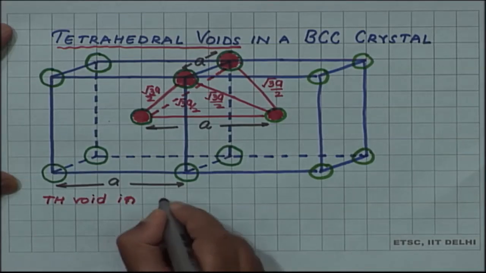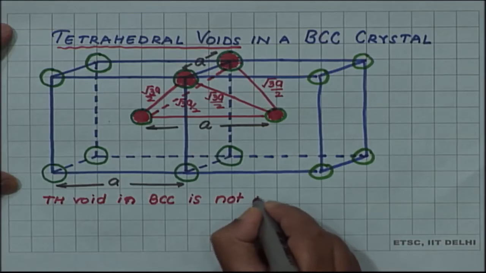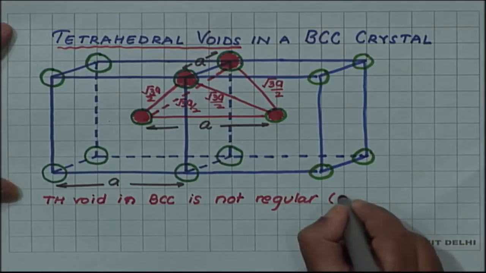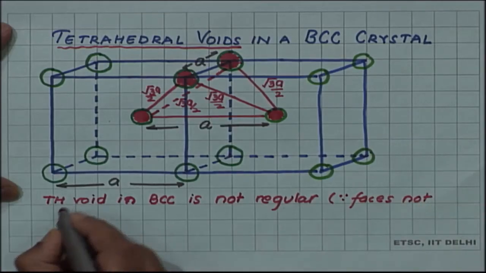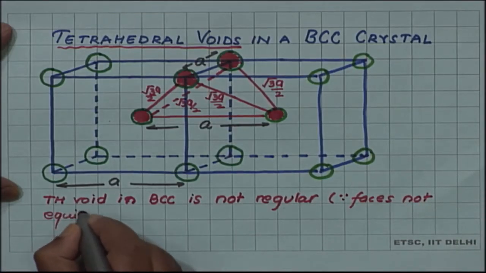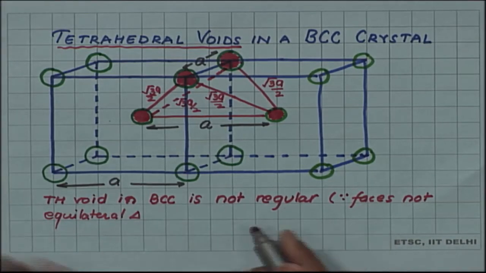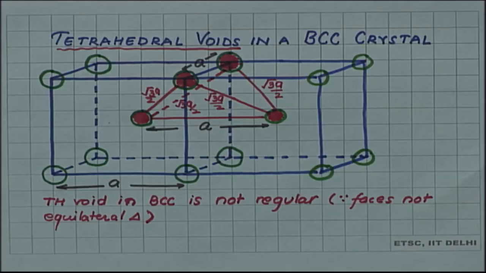Let us write it down: the tetrahedral void in BCC is not regular, because faces are not equilateral triangles, or equivalently we could have said edges not all equal. So, the tetrahedral void in BCC, unlike the tetrahedral void in closed packed structure, is not a regular tetrahedron.